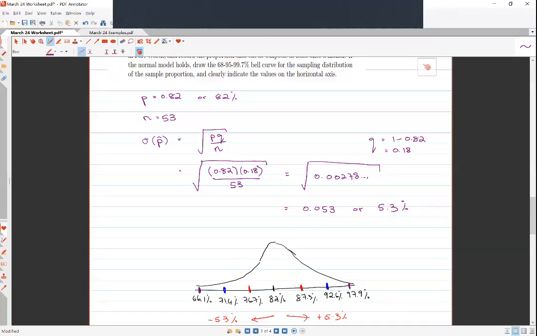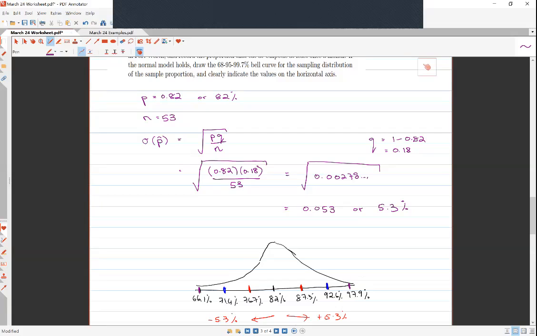But you can see here, even though the truth is 82%, if you go and sample 53 students, there's still a lot of variability that could be in your sample. Your sample proportion can realistically be anywhere from 66% to 98%, and that would not be atypical.